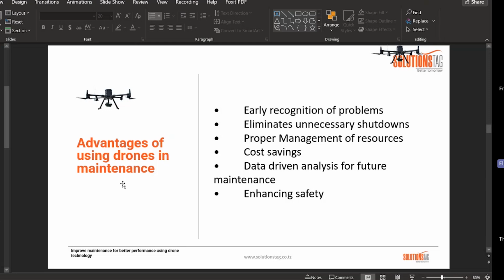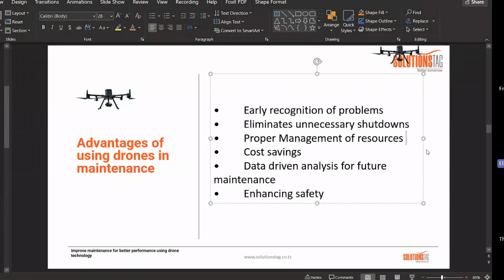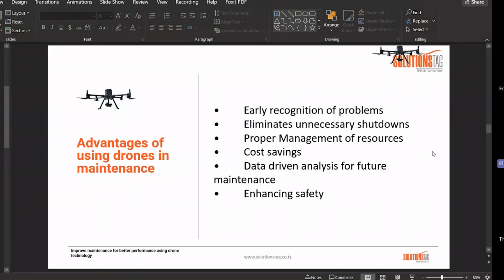We also eliminate unnecessary shutdowns, because if you don't attend to the signals we get from data collected by drones, then you end up having shutdowns, which is not good for production. It causes losses due to shutdowns.